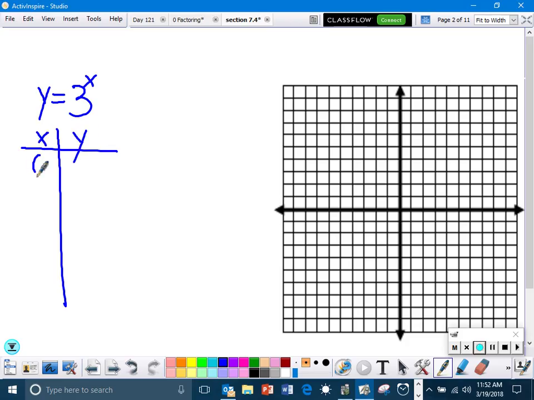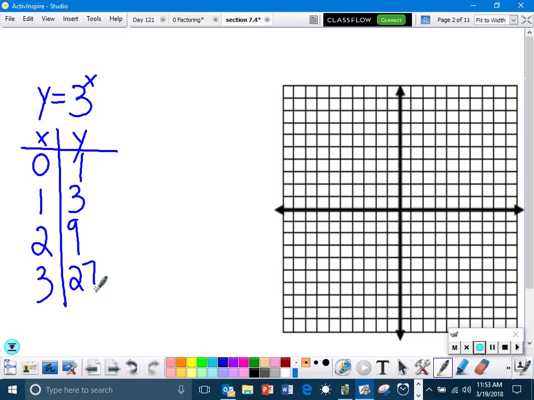So 3 to the 0 power is... sorry, let me back that up. 3 to the 0 power is 1. Make that correction, please. 3 to the 0 power is 1. 3 to the first power is 3. 3 squared is 9. And then 3 cubed would be 27, but that's not going to fit.